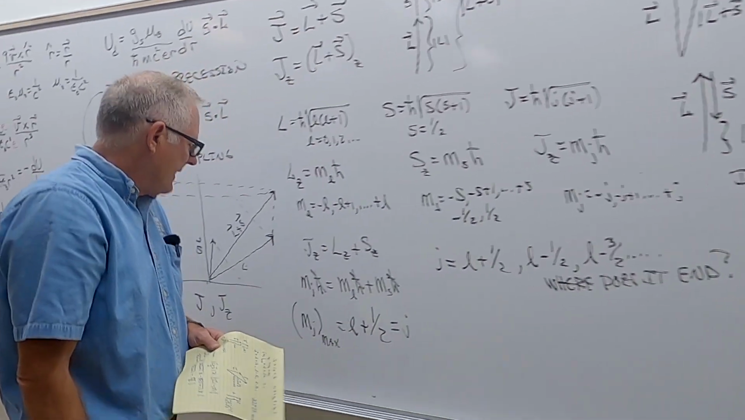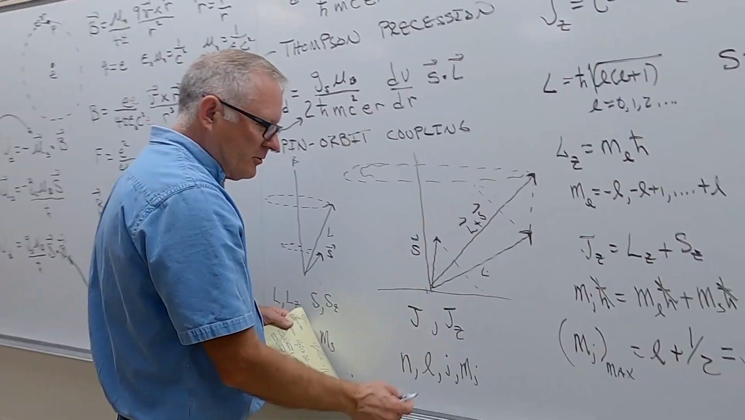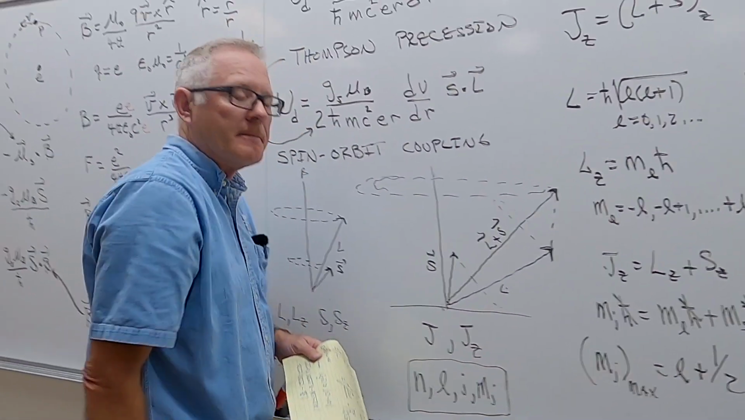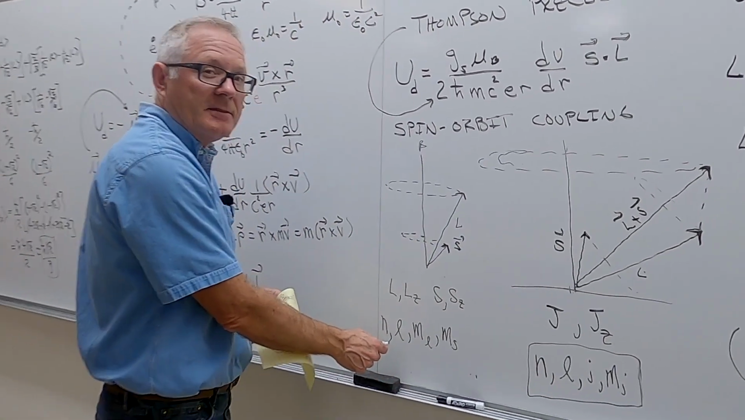Okay, just to remind you, now we have new quantum numbers. When you have spin-orbit coupling, we have these right here instead of these over here.